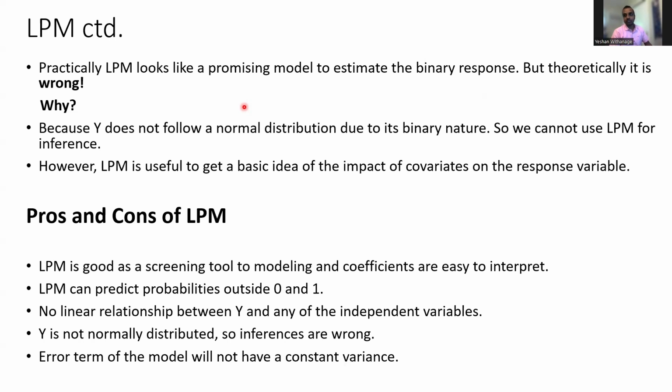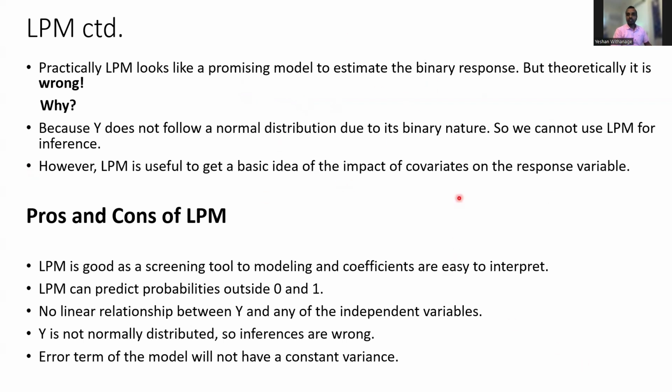So it is not continuous. So it doesn't have a normal distribution. So this linear probability model actually does not satisfy most of the underlying assumptions we have in the linear regression model. Therefore, this model theoretically does not make sense to estimate the probabilities. For example, this model can predict probabilities less than zero or greater than one, as I said earlier.